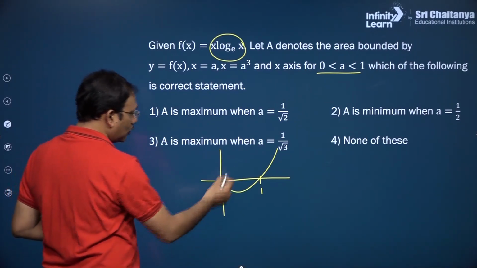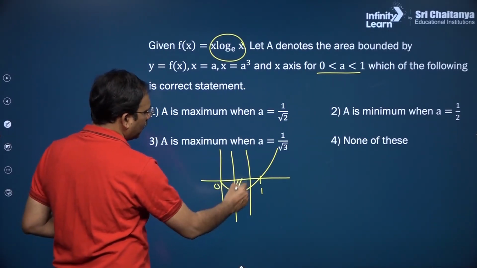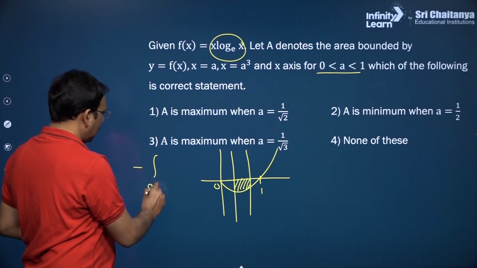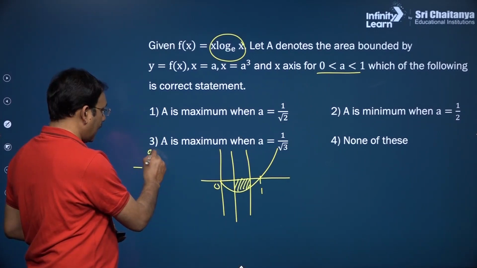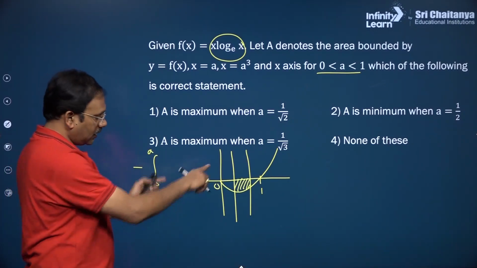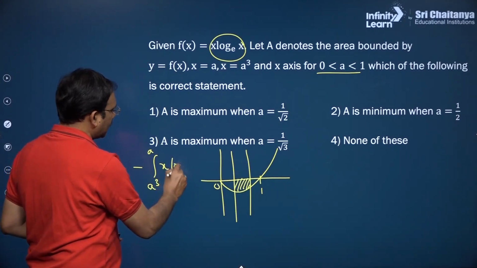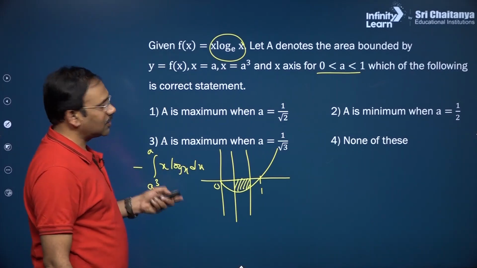And x is equal to a cube is smaller than x is equal to a. The area bounded between these two is below the x axis. So, minus integral a cube to a, minus I kept because it is below the x axis. And what is this curve? x log x dx, my dear friends. So, the final answer will be in terms of a.